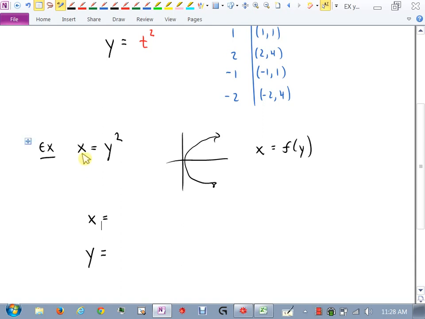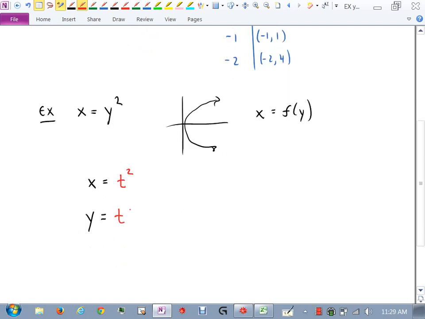Since x depends on y, y is the independent variable, therefore I can replace y with t, and then rewrite x in terms of y, which would now be t squared. So it's the opposite of what we just did, right? And then if you do a little table over here, here's t, here's x, y, and plug in these values, you should draw that parabola. But it doesn't violate being a function.